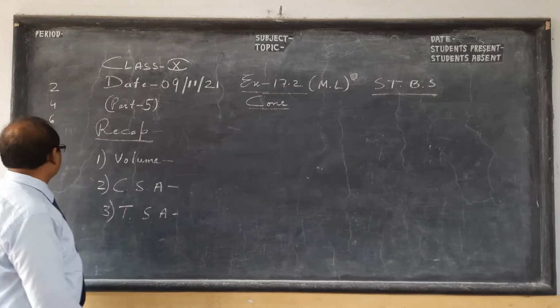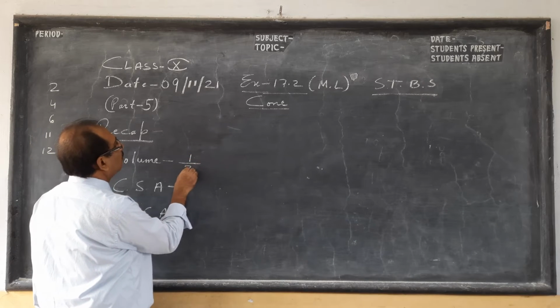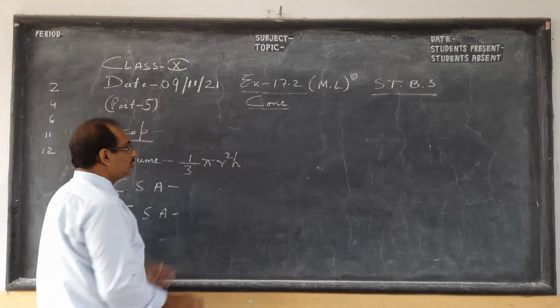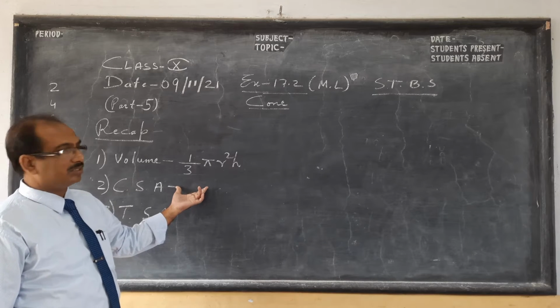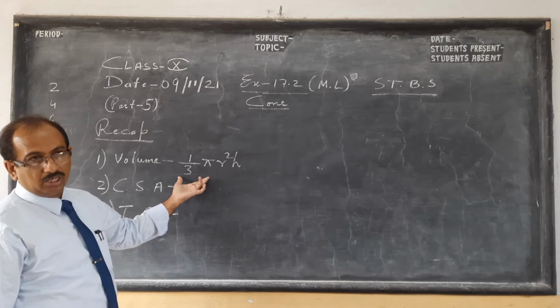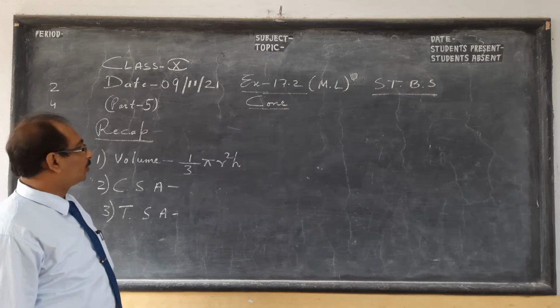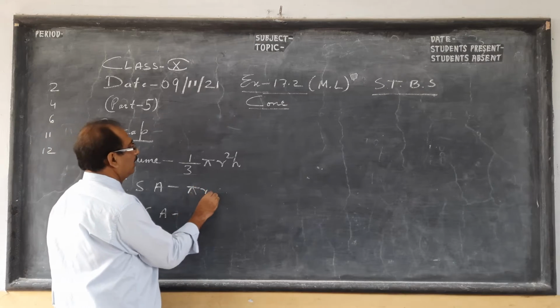So just to recap, children, the volume of a cone is 1/3 pi r square h. I've already made video part 1 for cylinder, and part 3 or 4 for cone, on how this formula comes. Okay, so the curved surface area is pi r l.